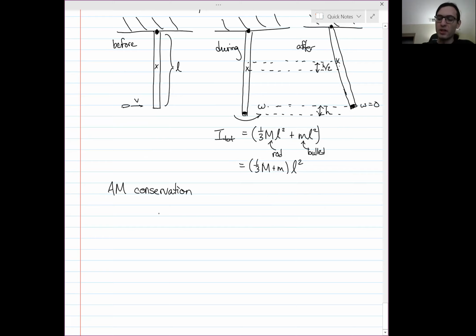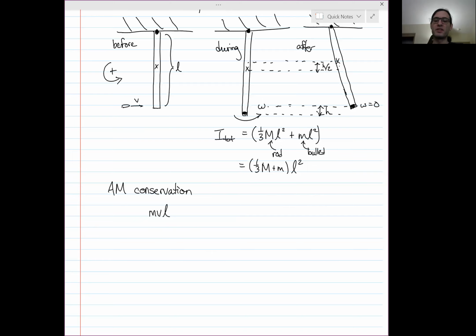The initial angular momentum is just the momentum of the bullet times the perpendicular distance between the bullet and the pivot. So this is our p, this is our r perpendicular, right? Because the smallest distance that the bullet has between itself and the pivot is just L. So that's the initial angular momentum, and I'm going to assume that this direction is positive, just for the sake of not having a whole bunch of negative signs floating around.